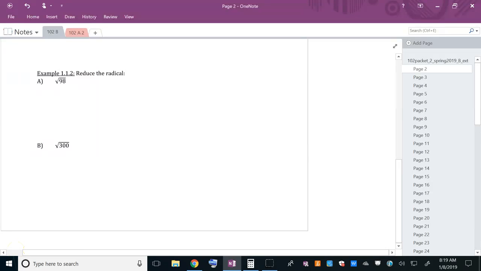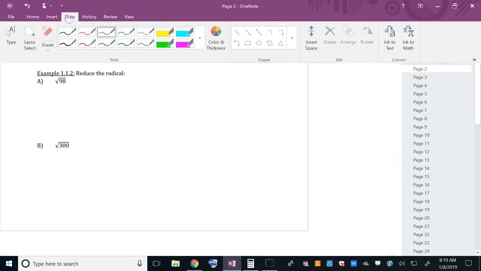Math 102, example 1.1.2, reducing the radical. Now sometimes we get a perfect square, but sometimes we don't. So that doesn't mean we have to just leave it as is or approximate. So let's look at the square root of 98. What are perfect squares that multiply up to that?